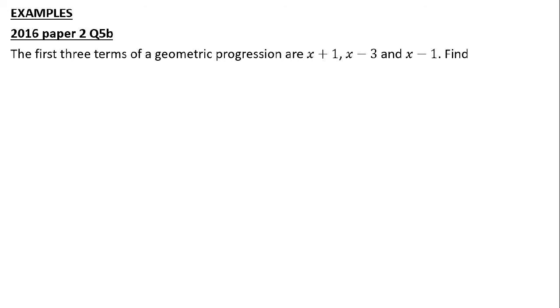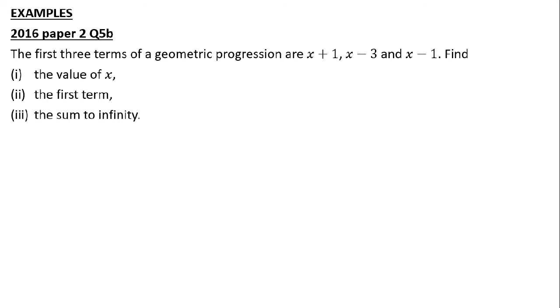Examples. 2016. The first three terms of a geometric progression are x plus 1, x minus 3 and x minus 1. Find the value of x, the first term, the sum to infinity.